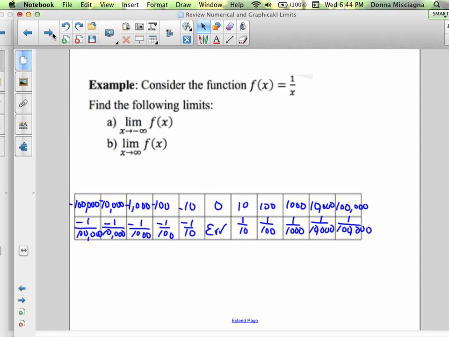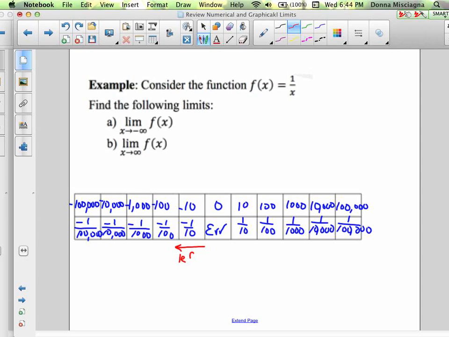Our function is undefined at 0, not that that really matters, because we're looking at as x gets very large or very small. So I plugged in some numbers. 10, that's not very large, 100, 1,000, 10,000, 100,000. I could have kept going, but I think we get the idea, right? And then let's look at the limit of f of x as x approaches negative infinity. So we're going to look to the left here.